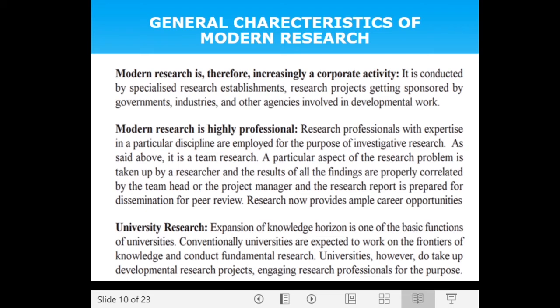And university research. Expansion of the knowledge horizon is one of the functions of a university. Traditionally, universities are expected to work on the frontiers of knowledge and conduct fundamental research. But now universities are not.